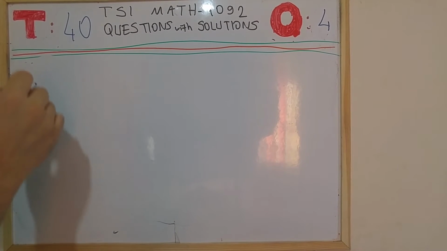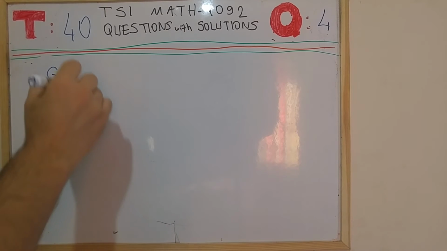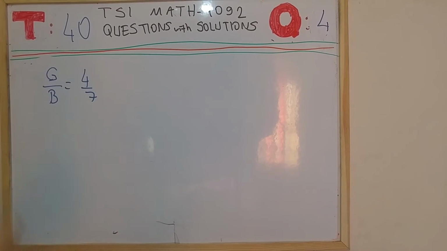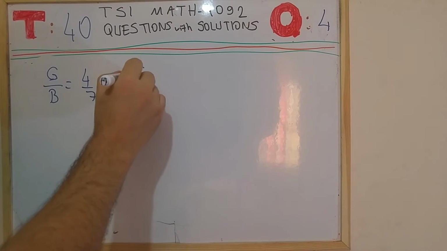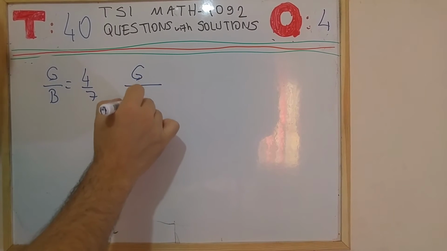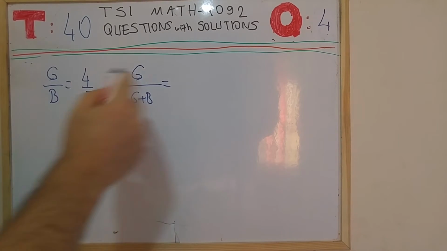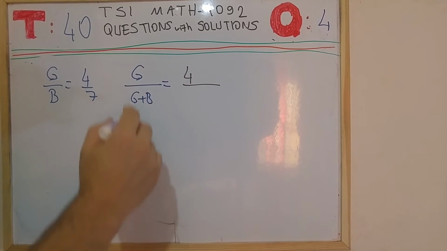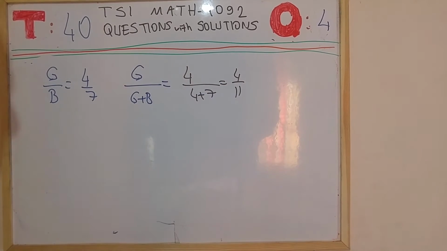The ratio of girls to boys is equal to 4:7 in Mr. Jack's class, and they're asking me the ratio of girls to everyone, which means girls and boys, which is equal to, girls is 4 here as we see, and girls and boys is 4 plus 7, which means 4/11.